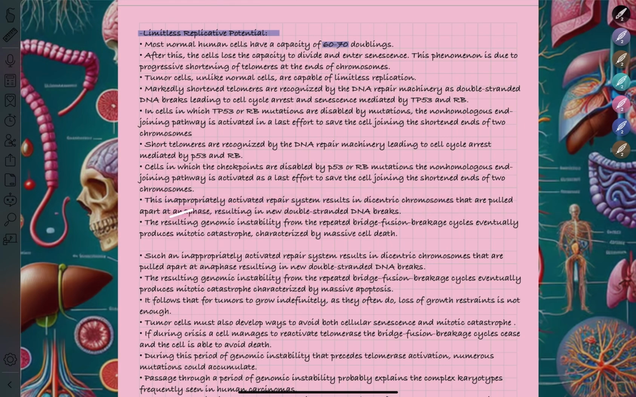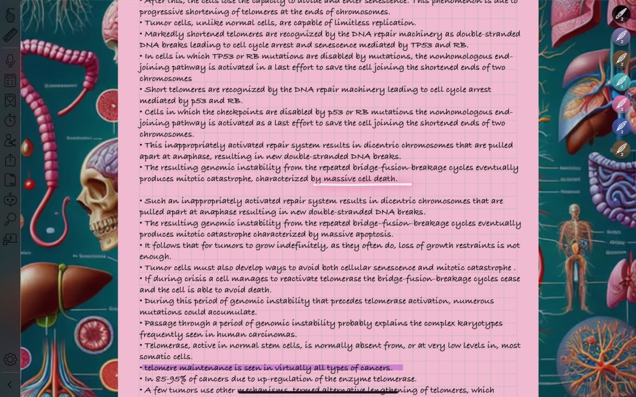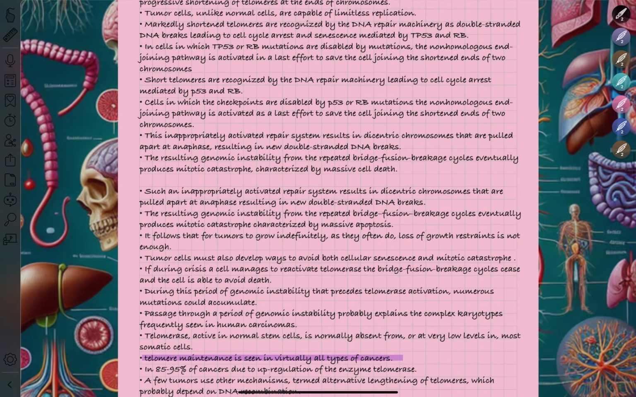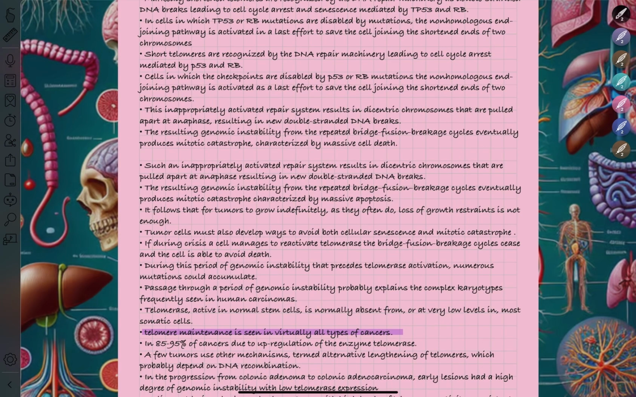They're pulled apart at anaphase, resulting in new double-stranded DNA breaks. The resulting genomic instability basically forms a bridge fusion breakage cycle, eventually producing a mitotic catastrophe characterized by massive cell death. So, for tumors that grow indefinitely, loss of growth restraints is not enough. Tumor cells must develop ways to avoid both cellular senescence and mitotic catastrophe.